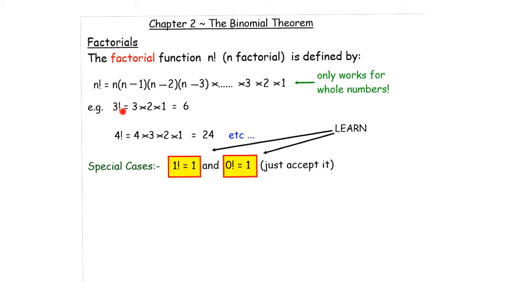So you can see down here 3 factorial means you do 3 times 2 times 1, so the answer would be 6. 4 factorial, 4 times 3 times 2 times 1, so that's 24. These two special cases down at the bottom, 1 factorial is 1 and 0 factorial is 1, okay? And there are proofs for why that's the case, but you're best just to learn that off by heart, really.